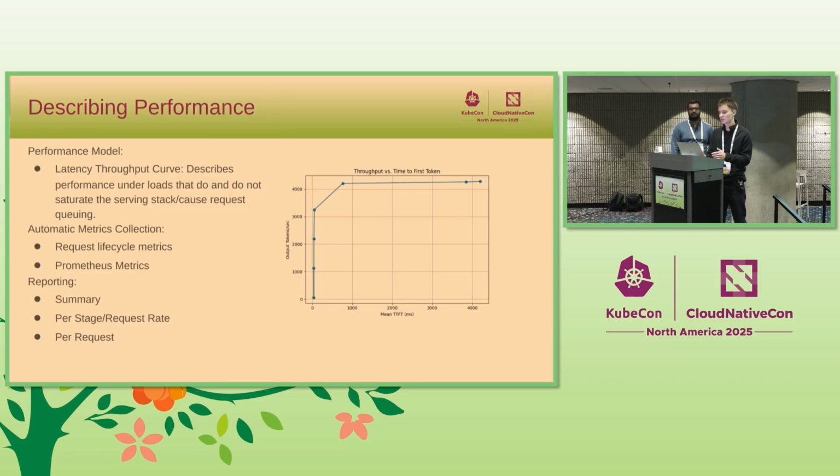And the request lifecycle metrics are the main data driving InferencePerf's model of serving stack performance, which is the latency throughput curve. That's that diagram off to the right. And this is what we'd consider an ideal example of a latency throughput curve. We're essentially plotting throughput in output tokens per second against the mean time to first token. This is critical because it's showing the performance under various loads, such as pre-saturation and post-saturation, where you start to see request queuing, which you could see off to the right as the throughput levels off.